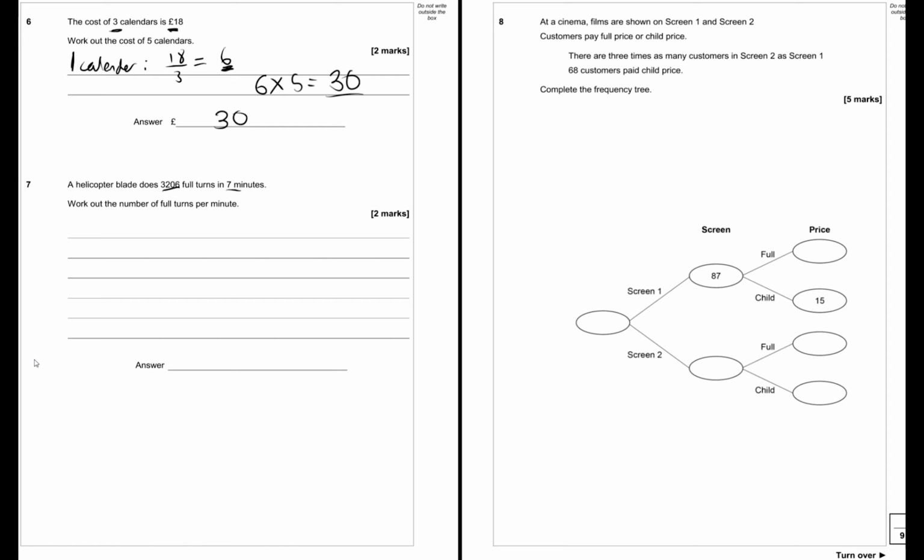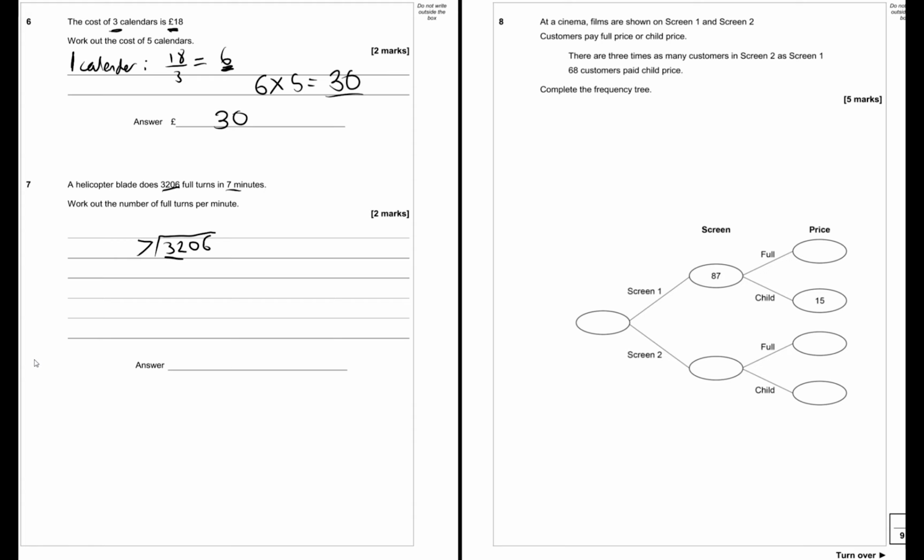Okay, so this is a division question. So we're going to be doing 3,206 divided by 7. So we want to put our 7 here, and we want to use the long division method. So we can do 3,206. So let's look at the first digit, the 3 here. Does 7 go into 3? No, it doesn't. So we're going to have to look at both of these.